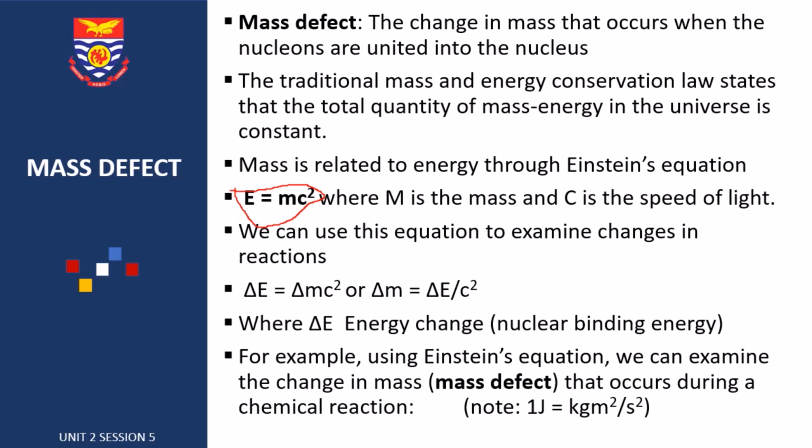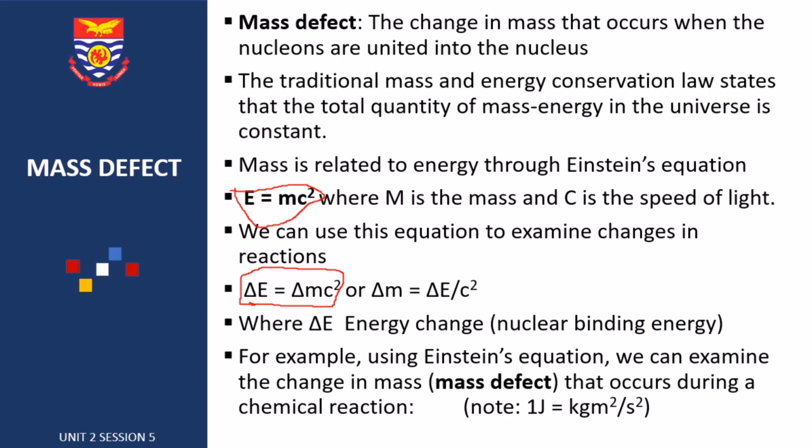Now, the m is the mass, c is the speed of light, and we can apply this mass defect equation to examine changes in chemical reactions. So we can say that delta E equals delta m c squared, where delta E can also be said to be change in energy equals change in m c squared.